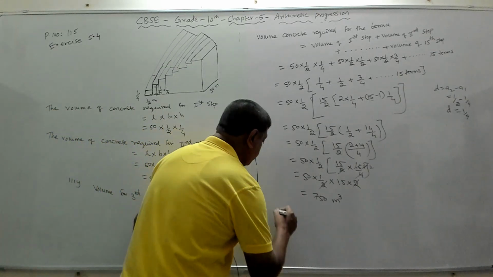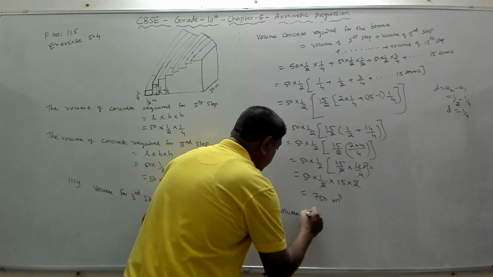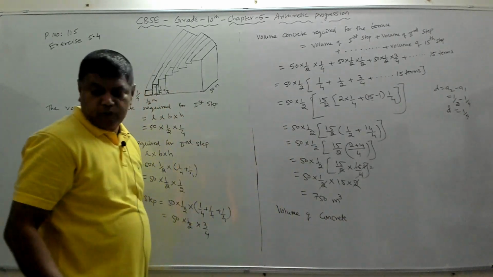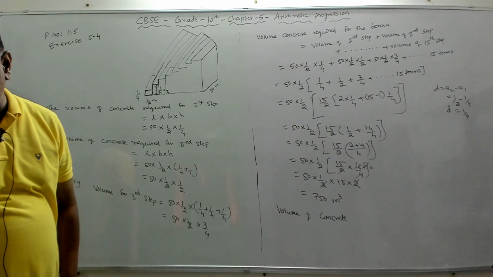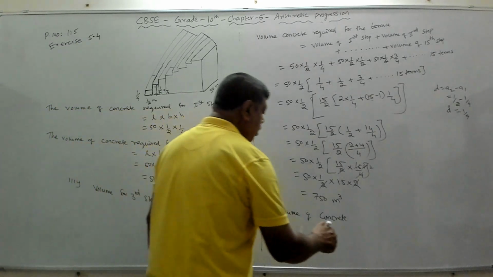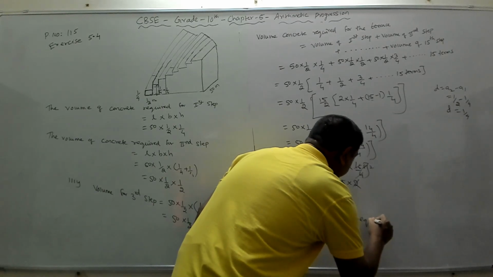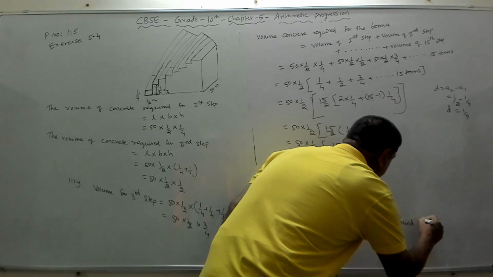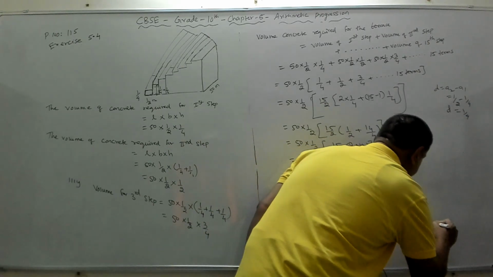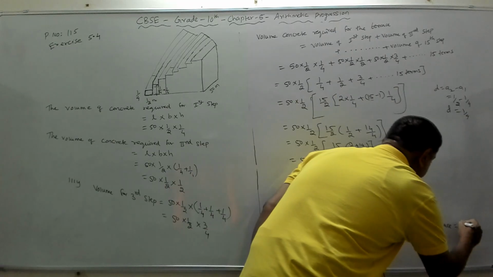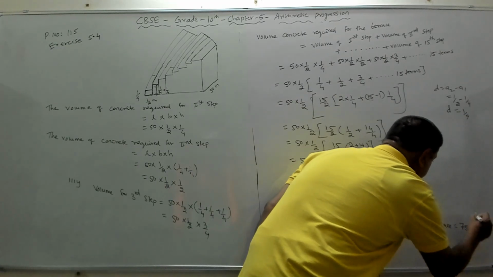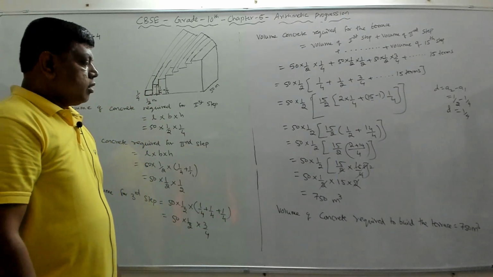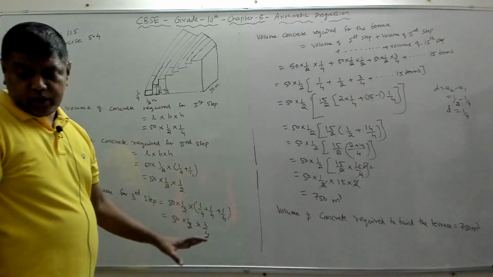So volume of concrete. So what is the final question? It says the total volume of concrete required to build the terrace. The volume of concrete required to build the terrace is equal to 750 meter cube. 750 meter cube of concrete is required to build the terrace.